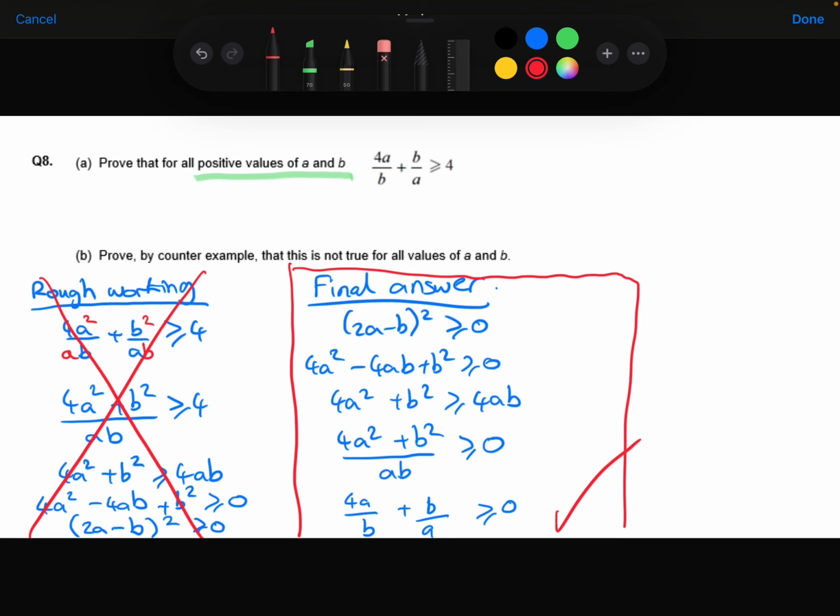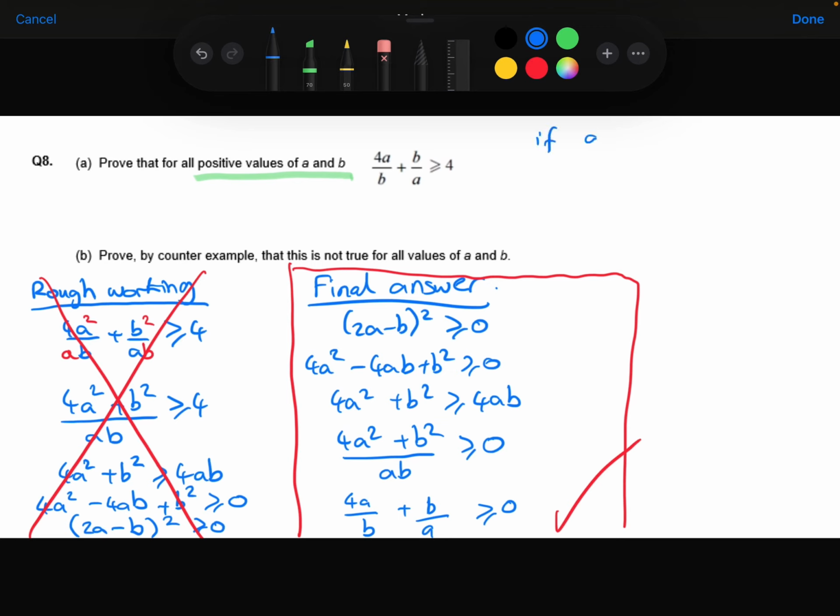Part B says to prove by counterexample that this is not true for all values of A and B. So the statement I just wrote down was true for positive values of A and B. Well, what about if one was positive and one was negative. So let's just find some values that might work nicely.